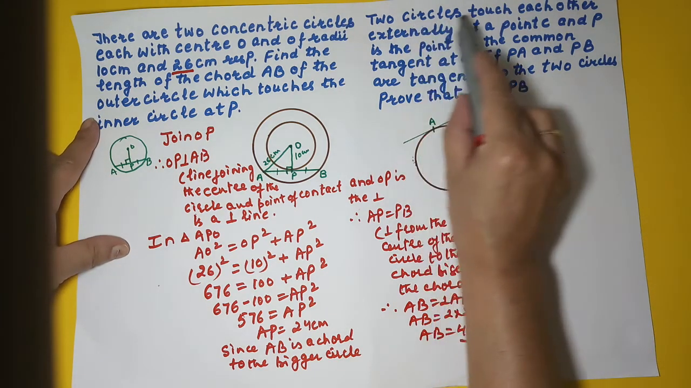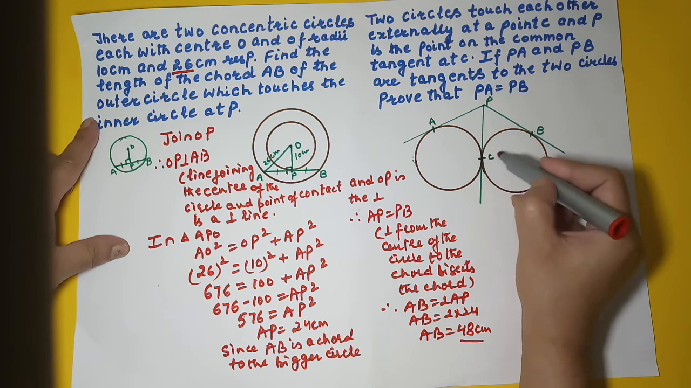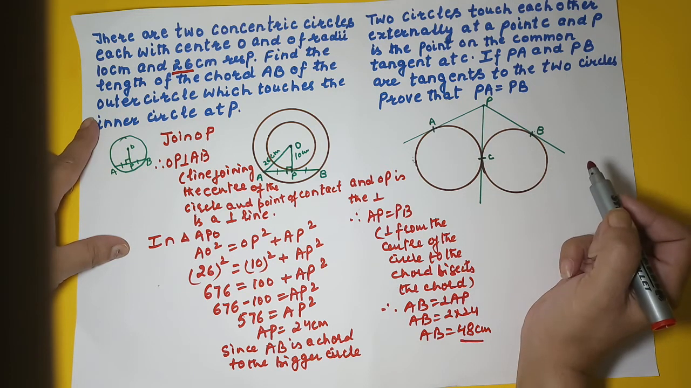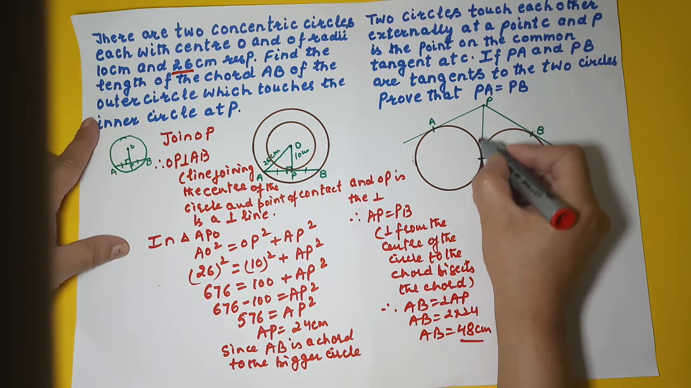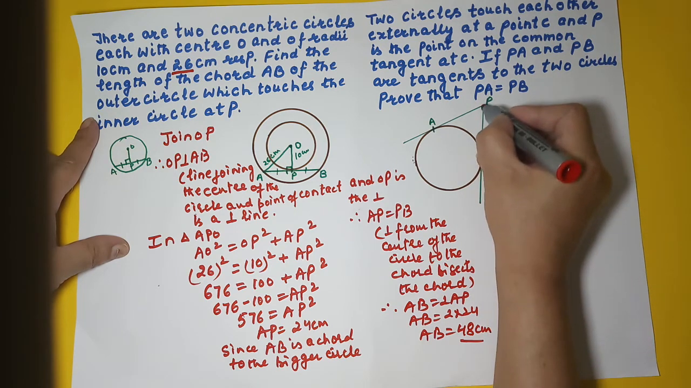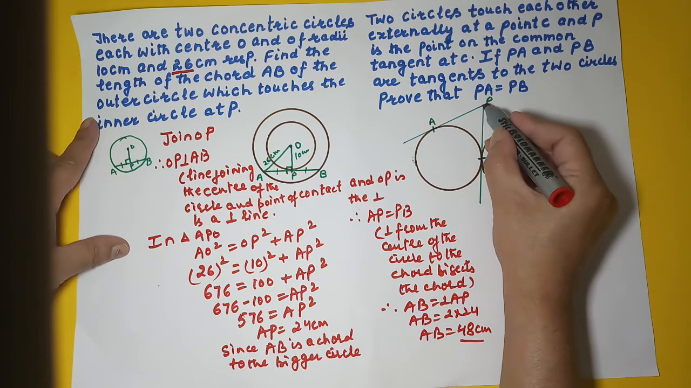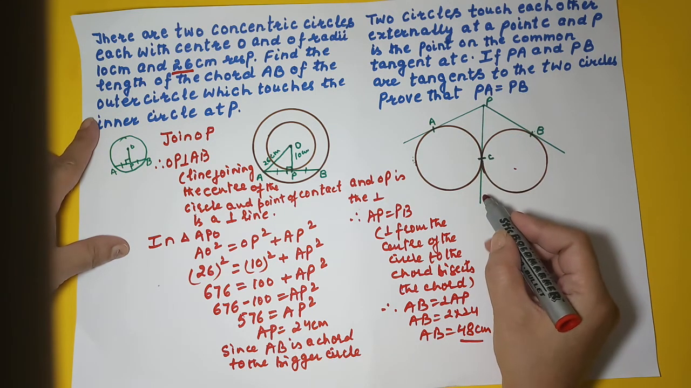Now, another one. He's saying that we have two circles. They are touching each other externally. Now, these two circles are touching each other externally at point C, right? And P is the point on the common tangent. Now, if you look at this line, this is the common tangent to these two circles. And P is a point lying on this common tangent, right?